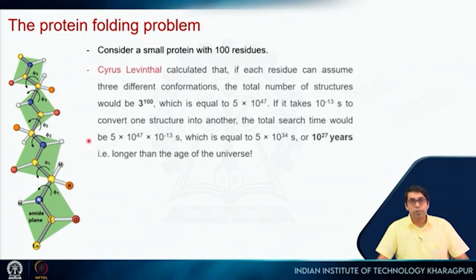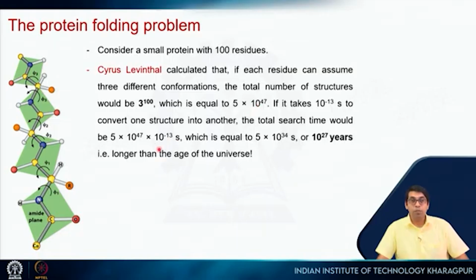So if we consider a 100 residue protein, each amino acid will have 3 conformations. So for the first amino acid with 3 conformations, the second amino acid can also have 3 conformations. So together they can have 3 times 3, total 9 conformations. So if we keep doing that for a 100 residue protein, we can have 3 to the power 100. So 3 times 3 times 3, it goes on 100 times. So 3 to the power 100 different conformations, which equals 5 times 10 to the power 47. It's a very big number.